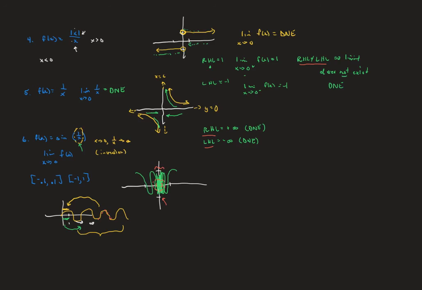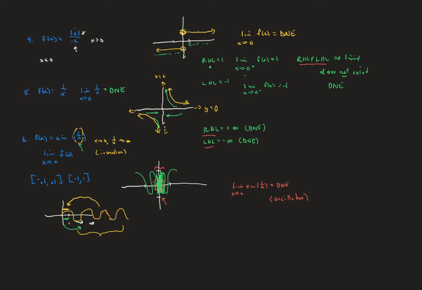So our limit as x approaches 0 of this goofy function sine of 1 over x, it is not getting closer and closer to a single number. Therefore, the limit does not exist. And we're going to say this is because it oscillates.